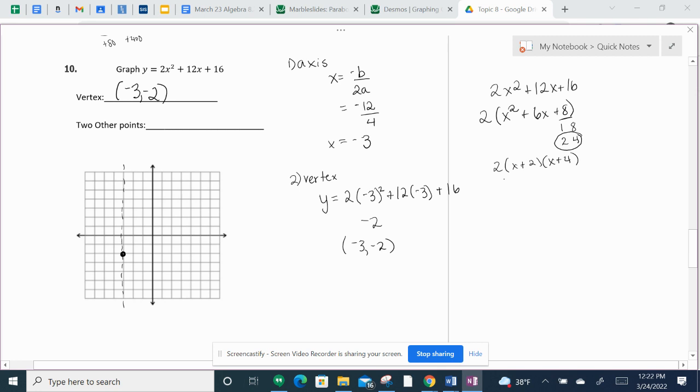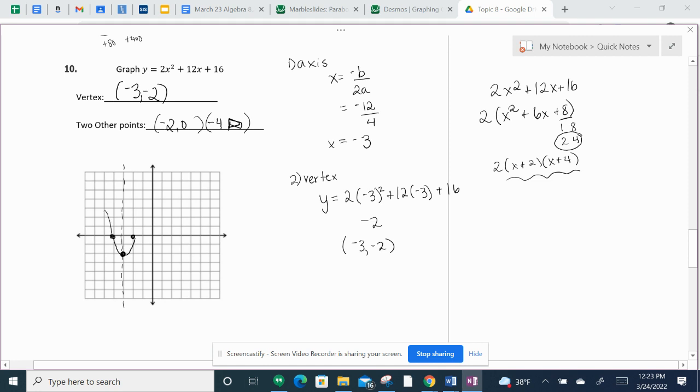And so that tells me that those other 2 points could be the factors. And remember, they're opposite. So the x-intercepts could be at negative 2, 0, and at negative 4, 0. And so I'm going to plot those 2 points, negative 2 and negative 4. And I see my U start to form there.